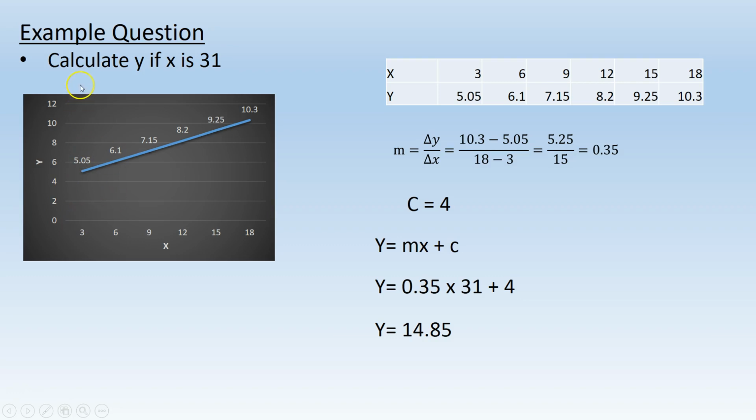Okay, so now we're going to calculate y if x is 31. We're looking at down here somewhere, so we're going to have x at 31, and it is as simple as y equals mx plus c, and we just plug in our data. So we're looking for y, and we've got our gradient, which is 0.35. Our gradient is our constant. It's non-changing, it stays exactly the same. Then times 31 plus 4, and that gives us 14.85. And that is it.